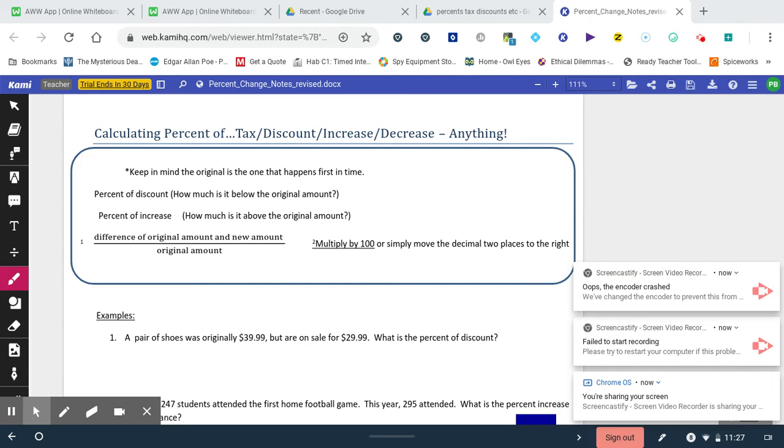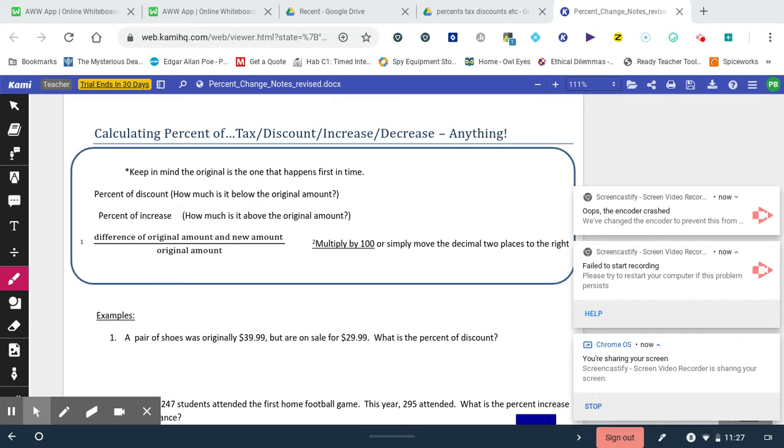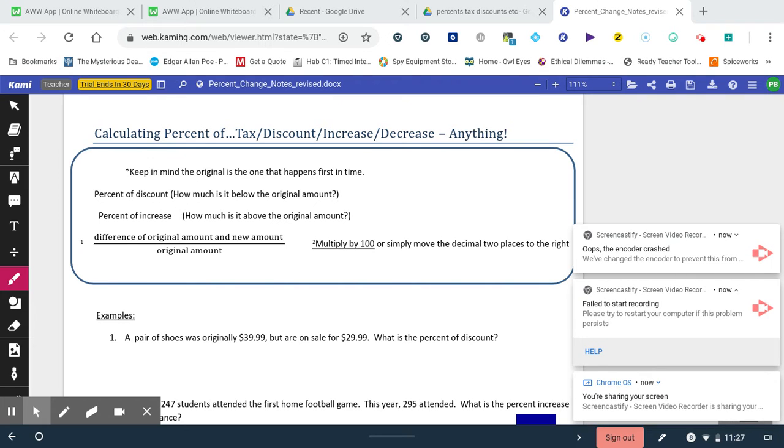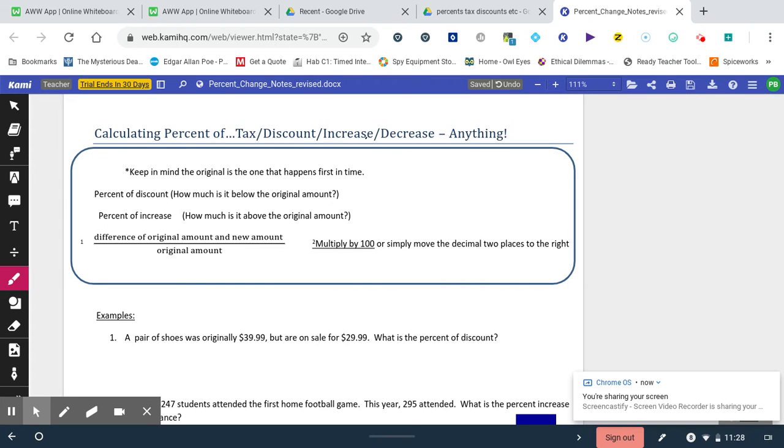All right, what we want to look at now in this lesson is how to calculate the percent of something, whether it says percent of tax, percent of discount, whether it asks you to find the percent of increase or the percent of decrease. Anytime it asks you to find the percent, you can simply use this if you're looking for one of these.